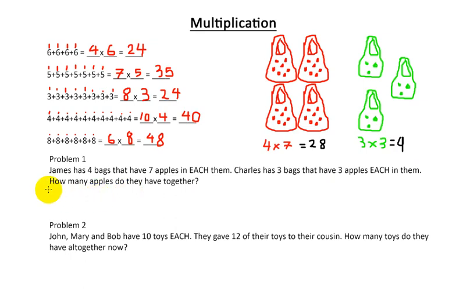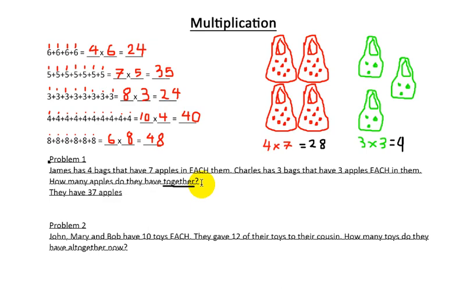And I want to know how many apples they have together. The word together should show me that I need to add these two numbers together. I need to do 28 plus 9. 28 plus 9 is 37. So my answer should be that they have 37 apples. That's my answer.